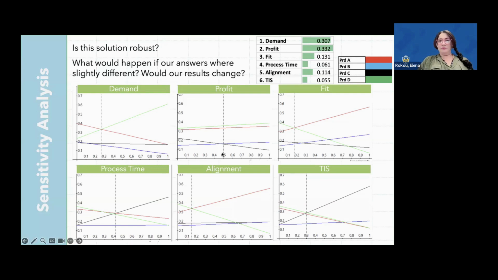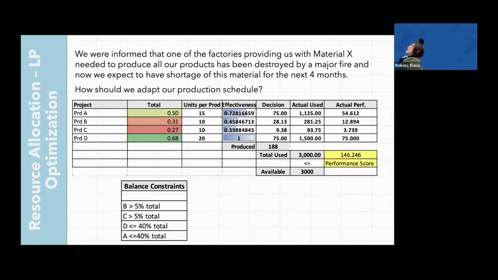But we haven't seen any linear programming yet. Here it is. We have one of the factories providing us with material X. We use it to produce all our products. It's one of our main common materials. It will be in shortage for the next 4 months. We have a quantity in stock that we will be using. However, we have to decide what mix we are going to produce and how we are going to work through this shortage of materials.